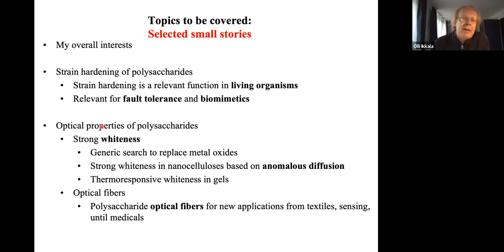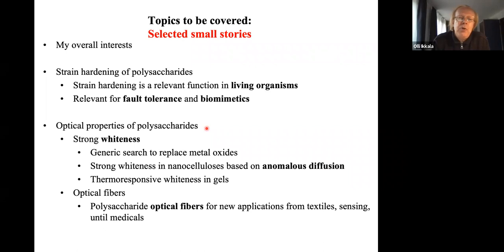Then I will describe the optical properties of polysaccharides, specifically whiteness. Why is whiteness topical now? Because quite recently, there has been a European legislation that classifies white paints based on titanium dioxide or metal oxides as toxic. And there's a strong search to understand whether there could be other ways of providing white pigments and white colorings.